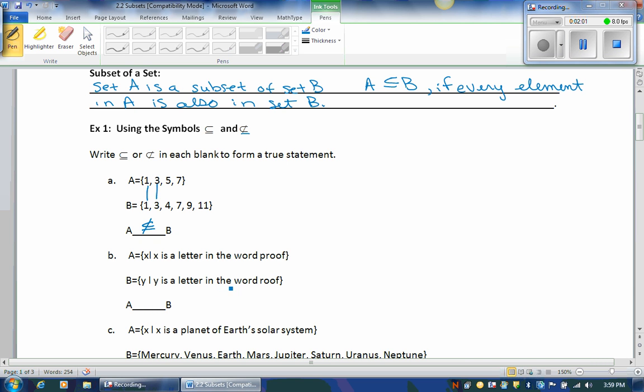Okay. So the next one, X such that X is a letter in the word proof, Y such that Y is a letter in the word roof. So is A a subset of B? We're looking to make sure that all of A is in B. So first letter, P has to be in B as well. Is it there? It's not. So again, not a subset.